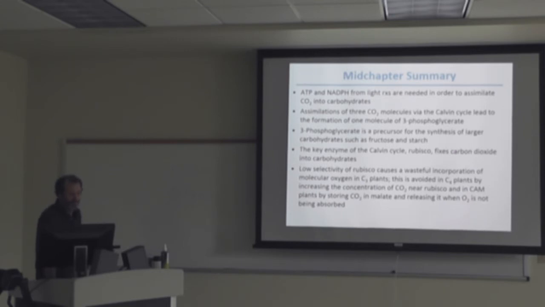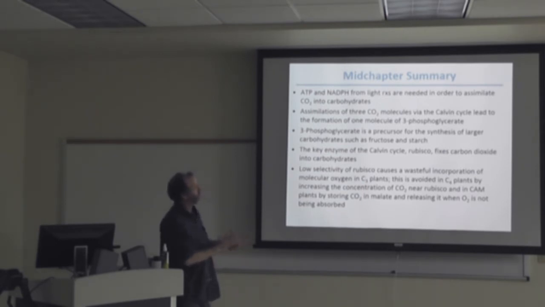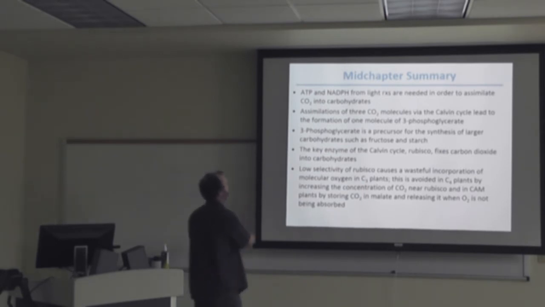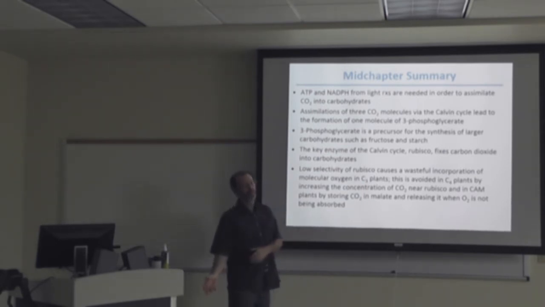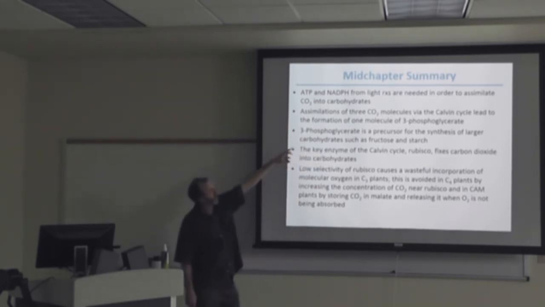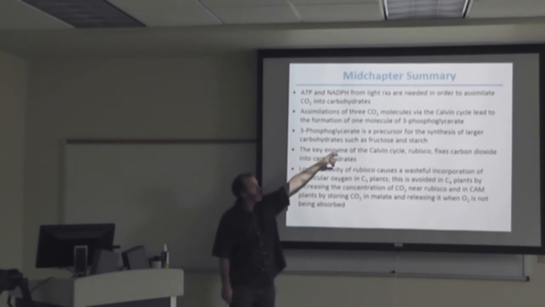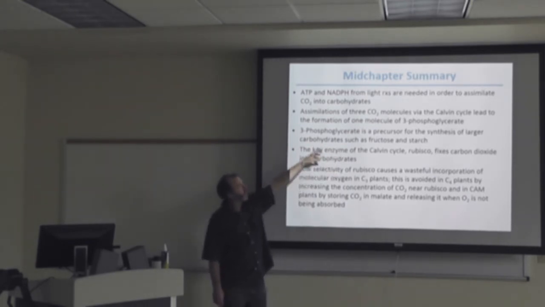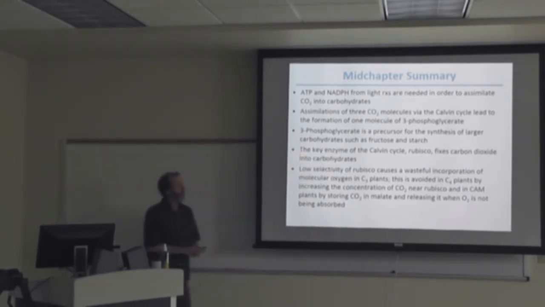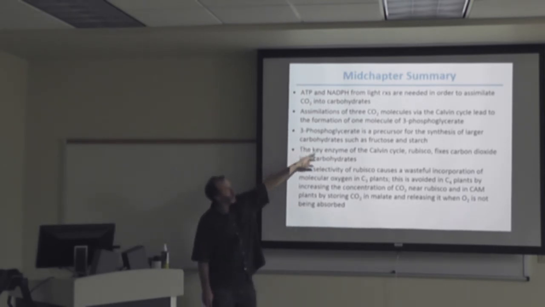Mid-chapter summary. ATP and NADPH from the light reactions are needed to assimilate carbon into carbohydrates in the dark reactions. Assimilation of 3 carbon dioxides via the Calvin cycle leads to the formation of 1 molecule of 3-phosphoglycerate. 3-phosphoglycerate is a precursor for the synthesis of larger carbohydrates such as fructose and starch.